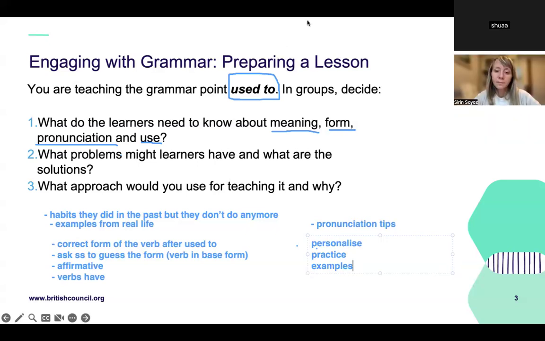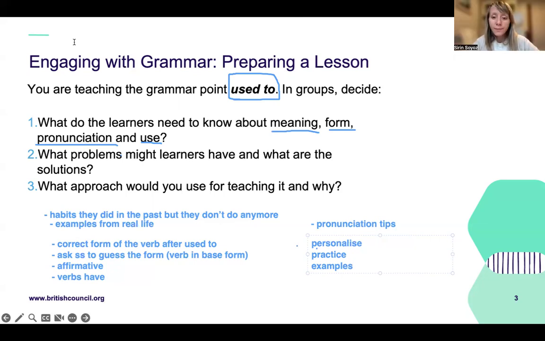Shuha? Maybe some students may confuse the literal meaning of use. Okay, that's a good point. Exactly. So it's a completely different thing. So they need to notice. Noticing is really important for learners, of course, not for young learners, but with higher levels, we can give such examples from real life, right?